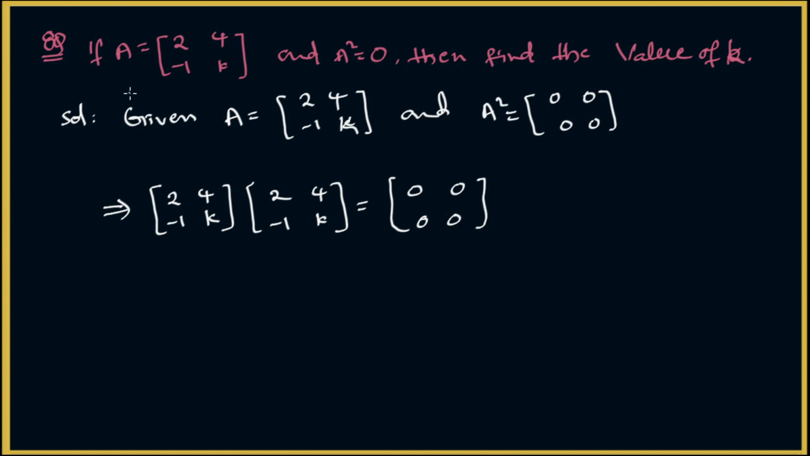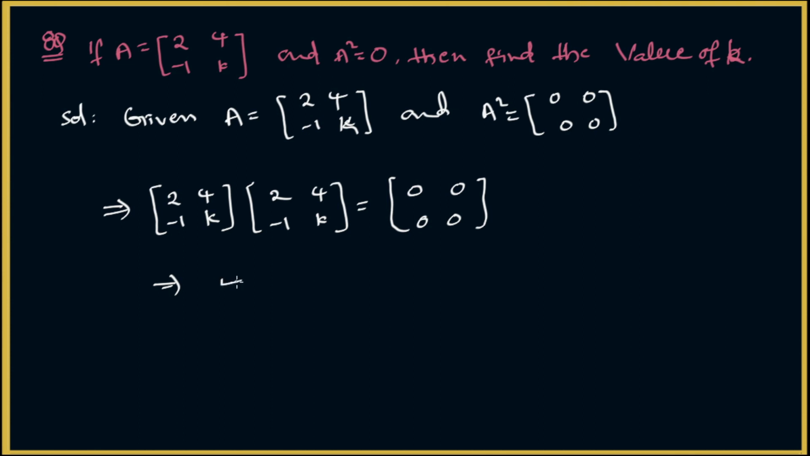Next question, question number 8. If A equals the matrix 2 4 minus 1 k and A square equals 0, then find the value of k. Given A equals 2 4 minus 1 k and A square means zero matrix, that is 0 0 0 0, 4 elements, 2 by 2 matrix. Now multiplication of A into A, that is A square, consider as 0 0 0 0. So multiply rows into columns. So first row, first column.